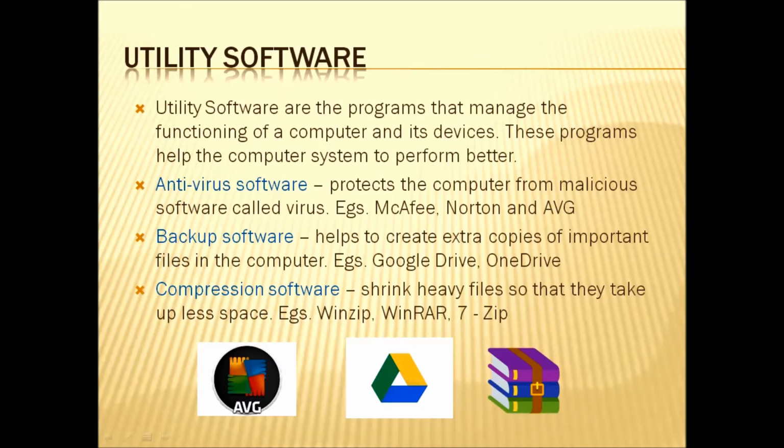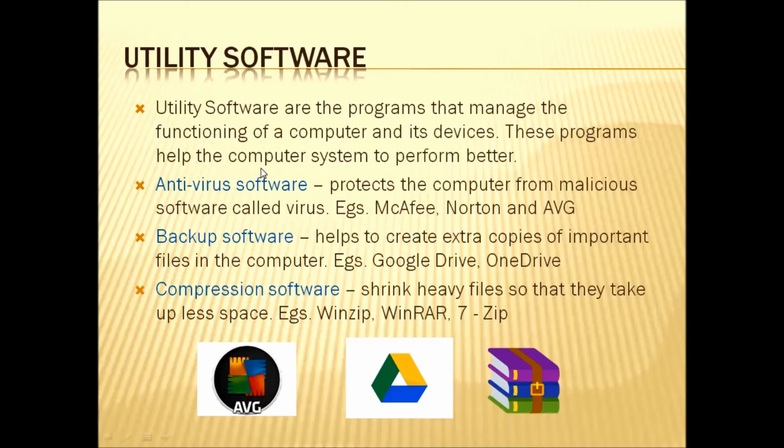The second type of software is utility software. Utility software are the programs that manage the functioning of a computer and its devices. These programs help the computer system to perform better. So, with the help of utility software, the computer system will perform better. It manages the functioning of computer and its devices. So the utility software boosts up the performance of the computer system.